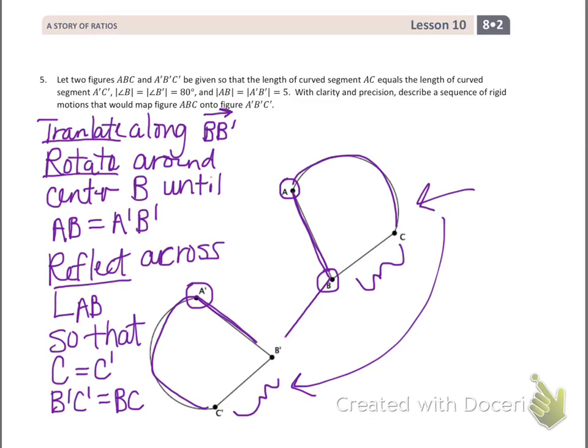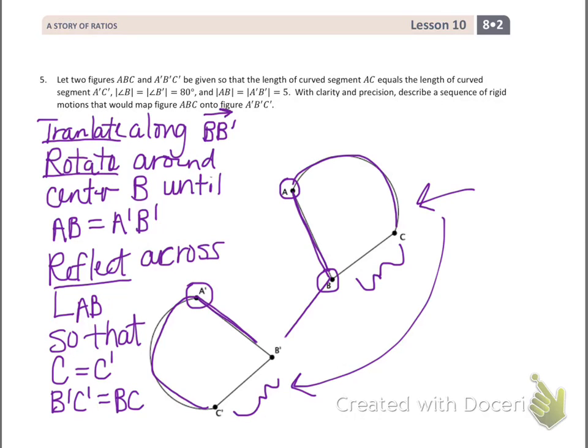Okay, so in the problem set, you're going to be doing slightly different types of problems, but they will all involve using precise language and describing sequences of rigid motions so that one figure maps onto another. So just to recap, you need to say more than translate. So in this example, tell me the vector. You need to say more than rotate. Rotate around a center, a certain number of degrees. And when you say reflect, we need the line of reflection.